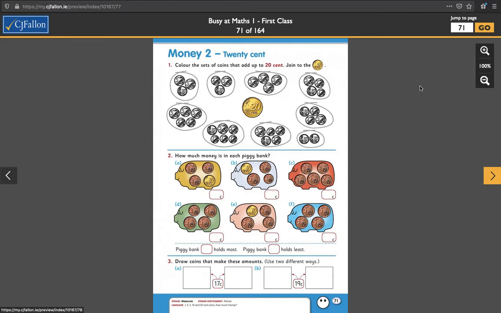We're on page 71 and we're finally on to the second set of money pages, okay? So question 1 up here. By the way, the whole page is concerned with 20 cent. We're up to 20 now.